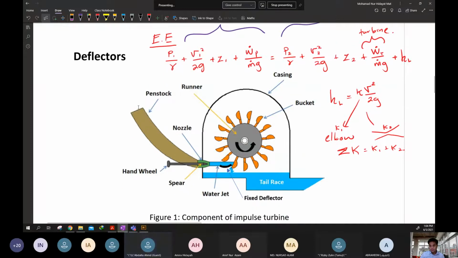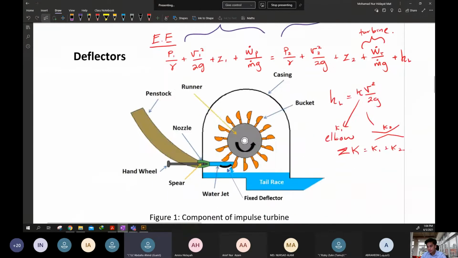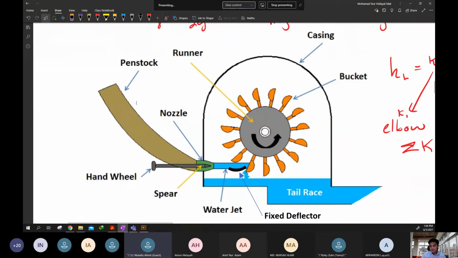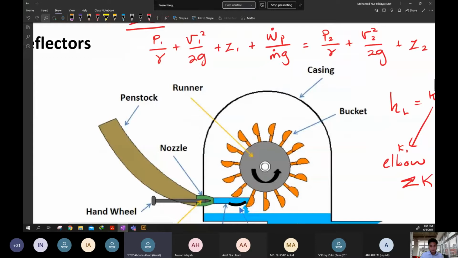So this is the fluid going through here. Okay, you can see the turbine. Alright, so this is the nozzle. And the nozzle hits this bucket. The bucket will rotate in an anti-clockwise direction. The rotation of this bucket will induce electrical energy due to the movement of the shaft.